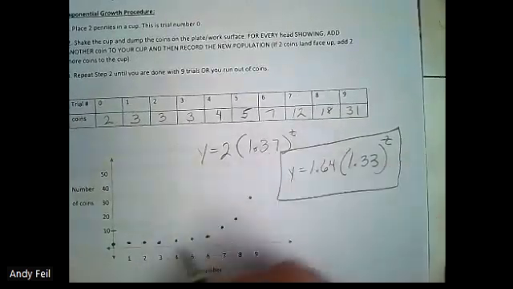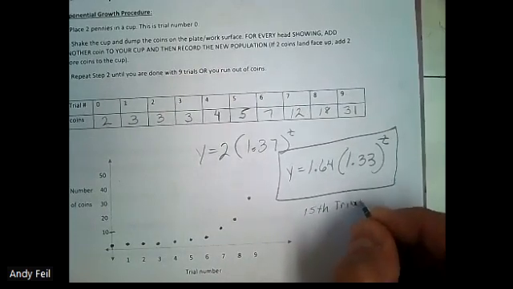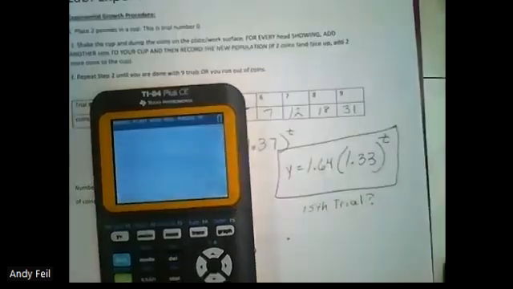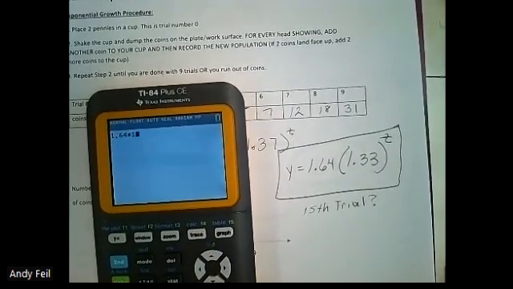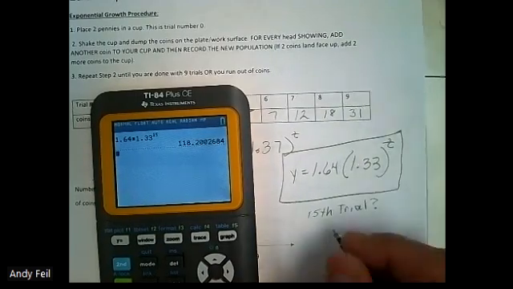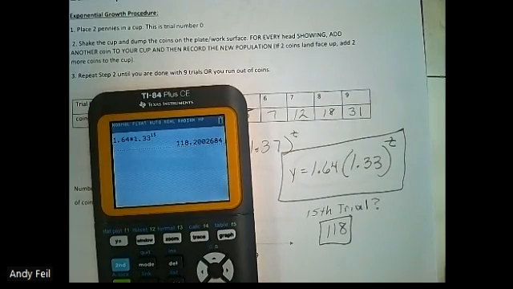How many pennies yesterday, when we were growing the pennies, how many pennies would you have on the 15th trial? Tell me what you get. So type in 1.64 times 1.33 raised to the 15th power. How many pennies? 118 pennies. See how easy that is? So it's just like what we did back in September. It's just that we're doing exponential instead of linear. All the fancy calculations your calculator has to do to make that happen are kind of complicated, but we don't even have to worry about them because we can just let the calculator do all the work for us, which is nice.